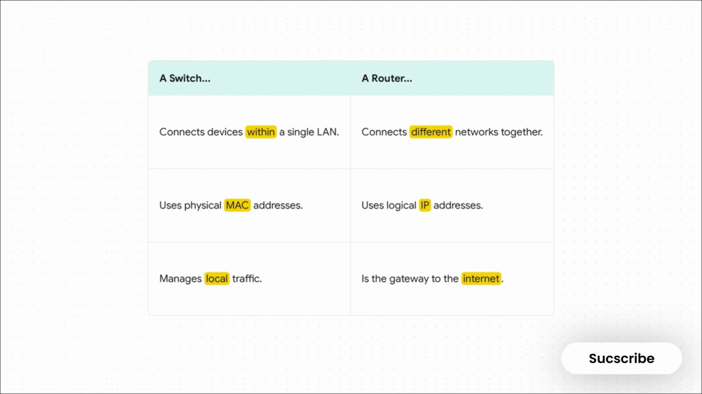The switch, it's like a traffic cop for local deliveries, directing data between the devices inside your house. But the router? The router is the gateway. It's the bouncer at the door of your LAN, and it's the only one that knows how to connect you to the massive, sprawling world of the internet.